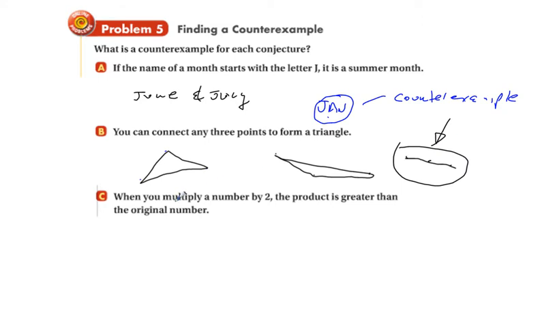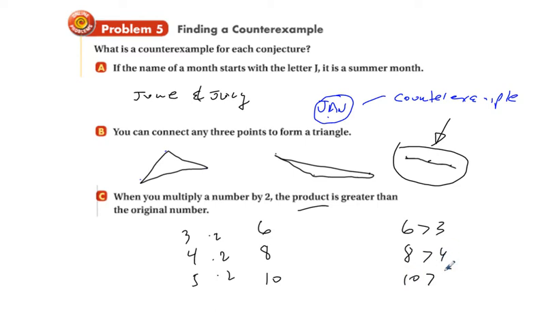Let's take a look at another example. When you multiply a number by 2, the product is greater than the original number. So let's take some numbers. So 3, 4, 5. When I multiply each of these numbers by 2, it is true that the product, in this case, is going to be 6, in this case, is going to be 8, in this case, it's going to be 10. These numbers, 6 is greater than 3, right? 6 is greater than 3, and 8 is greater than 4, and 10 is greater than 5.